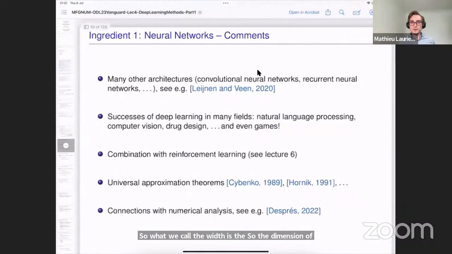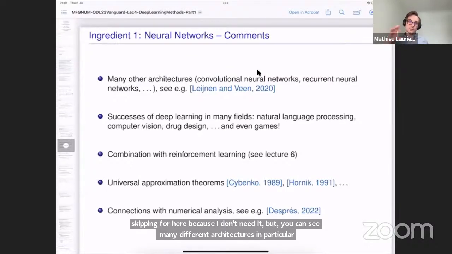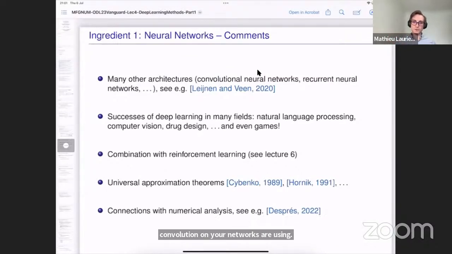So there are many other architectures. If you want to have fun, you can check the neural network zoo, where you see pictures of neural networks. There is a graphical representation of a neural network that I'm skipping here because I don't need it. But you can see many different architectures. In particular, convolutional neural networks are used in image recognition, shape recognition, etc. Recurrent neural networks, and many others.